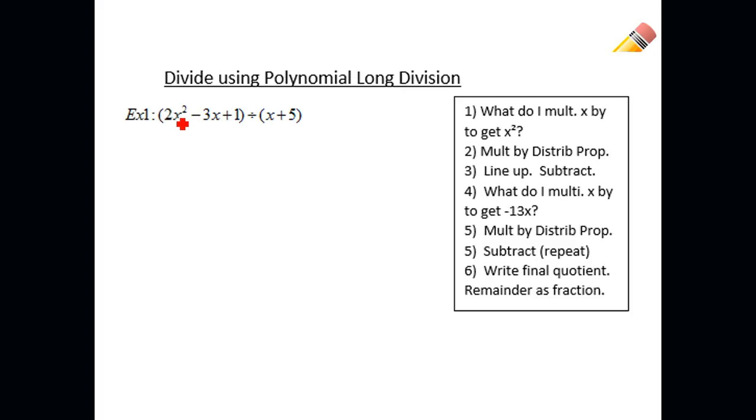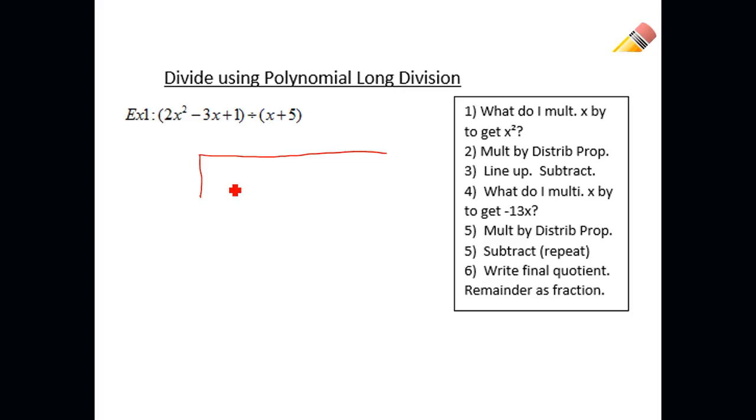Now we need to take 2x squared minus 3x plus 1 and divide it by x plus 5. Notice they're polynomials. This is a trinomial, this is a binomial, it has 2 terms. We're going to divide them. We're going to do the same setup as long division.